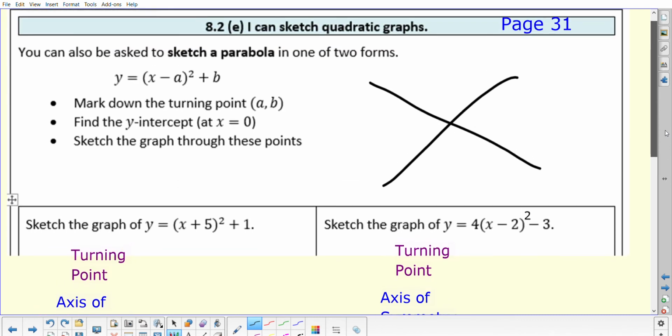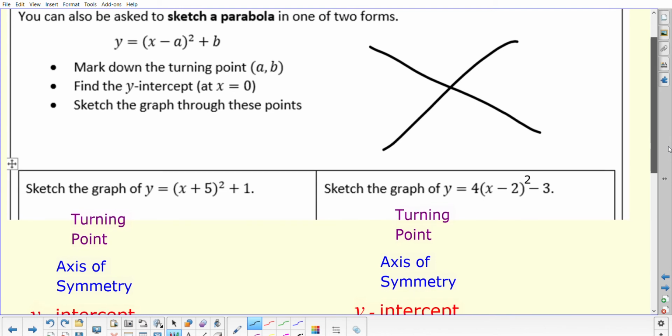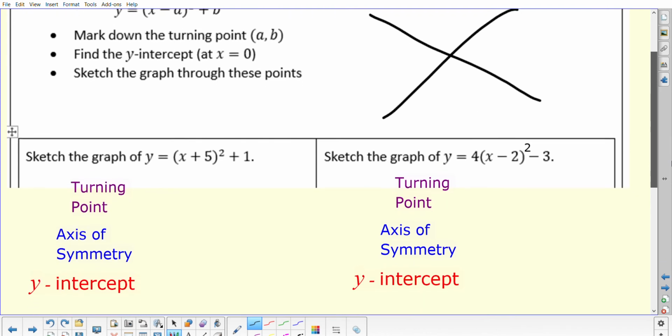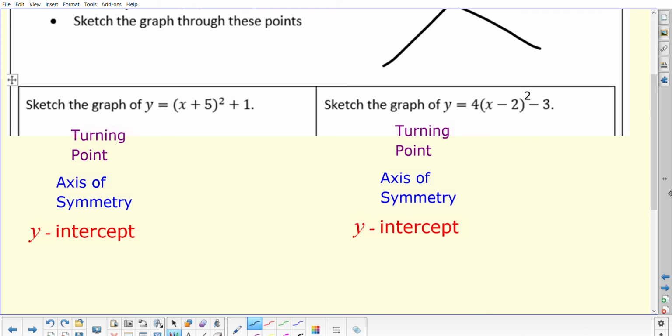So this is saying I can sketch quadratic graphs, so our focus today is to be able to sketch them. So you need to be able to mark down your turning point, you need to be able to find the y-intercept, and you need to sketch the graph through these points. So here, if we list what the turning point is, you can clearly see it's going to be the opposite sign of that. So -5, the y coordinate will match the 1 at the end. Your axis of symmetry is going to be x equals -5.